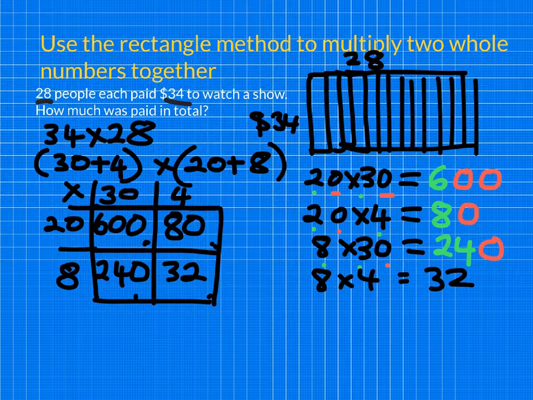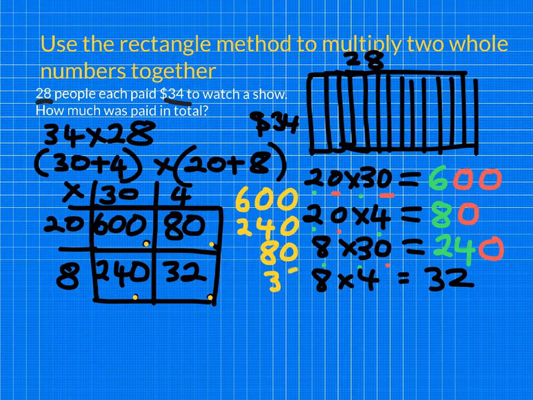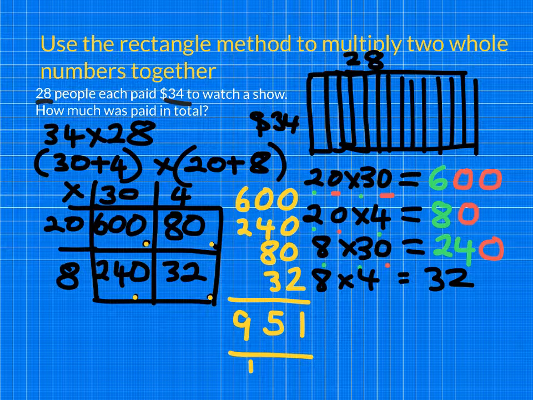Finally, these 4 sections need to be added together. So making sure that we keep our decimal place value lined up, 600, 240, 80, and 32, we can work out what the total area of that rectangle would be and the answer to the problem. In the units column, there is a 2, 8 plus 4 is 12, plus 3 is 15. We carry the 1. 6 plus 2 is 8, plus 1 is 9. So therefore, the total amount of money paid altogether to watch the show, or the income for the show, was $951.